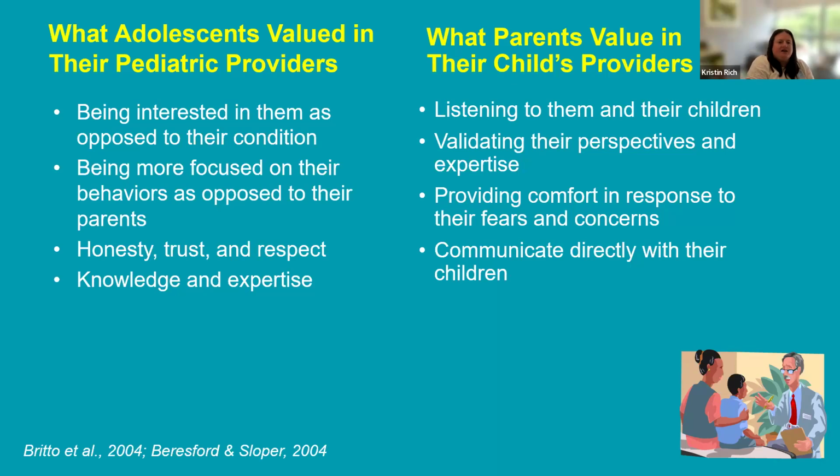They also want their providers to be focused on them as opposed to their parents. They're building that autonomy, that independence, and so they really are craving that. They also want honesty, trust, and respect. They're often well aware of things that we think they're maybe not aware of. And so usually they want people to be kind of straight with them and not work around an issue. And they also want to see that their provider is knowledgeable and an expert in their area.